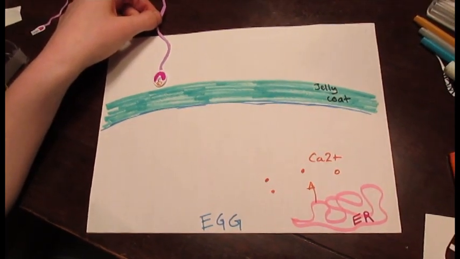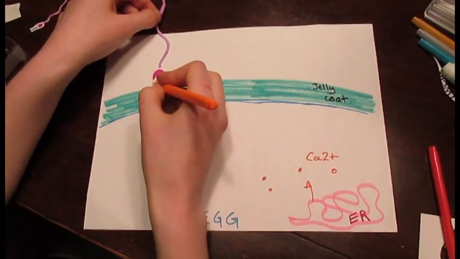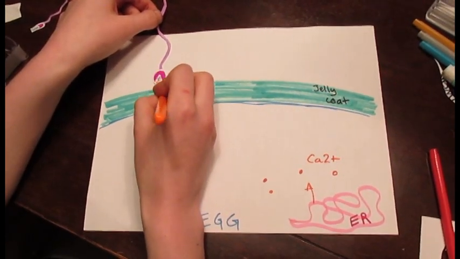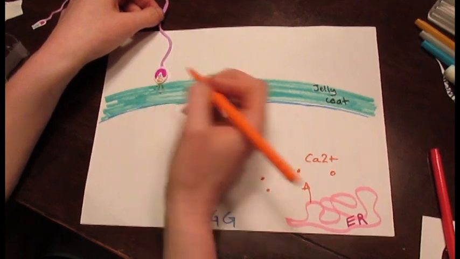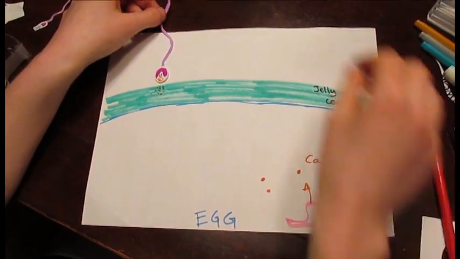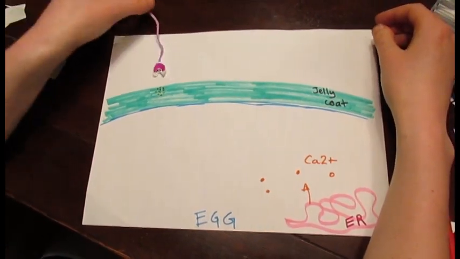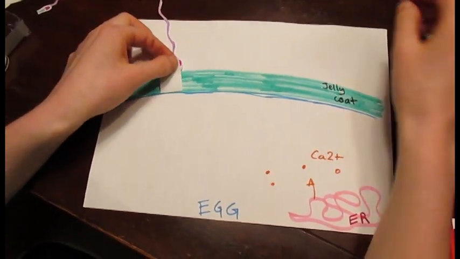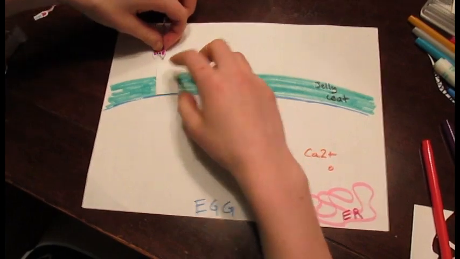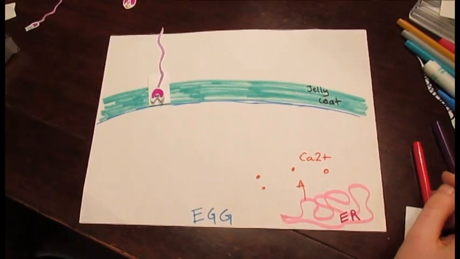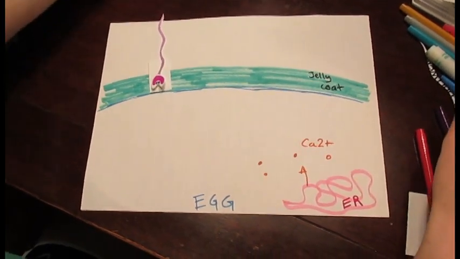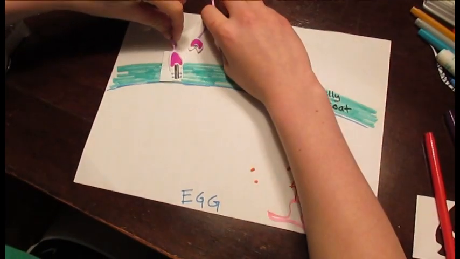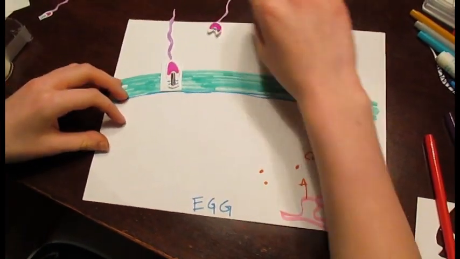Sperm binding also triggers exocytosis of a vacuole in the tip of the sperm head, containing enzymes called an acrosome. These enzymes, released from the acrosome, make a hole in the jelly coat through which the sperm enters. Actin filaments then grow out of the sperm head and penetrate the jelly coat. This is the acrosomal process.